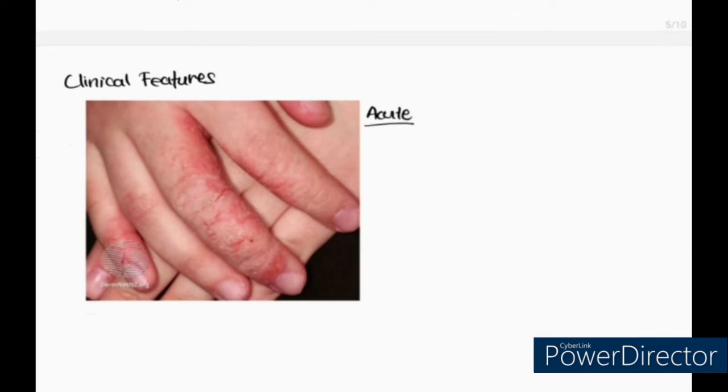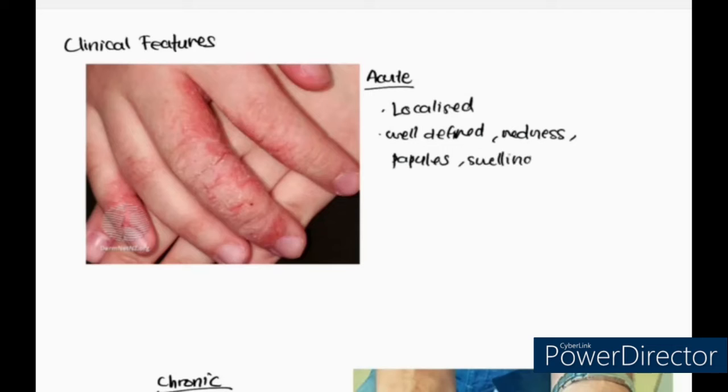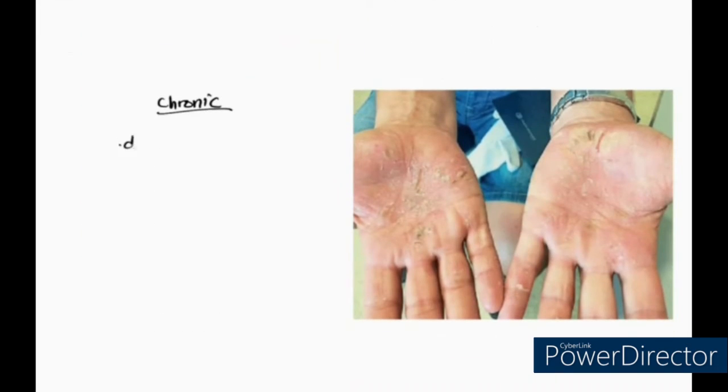Clinical features. Usually in acute cases, it is due to a single severe exposure. Patients will have localized, well-defined redness, papules, swelling, and also blistering. In chronic cases, it is usually due to mild irritants or repetitive cumulative exposure, in which patients will have dryness and also hardening of the skin with time.